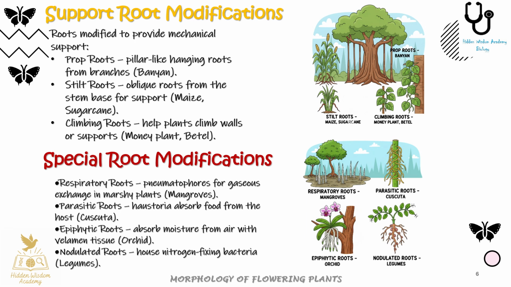Now, let's talk about special root modifications. Some roots are modified for special functions. Respiratory roots in mangroves grow upward and help in breathing. Parasitic roots in cuscuta enter the host plant to take food. Epiphytic roots in orchids absorb moisture from the air with the help of velamen tissue. Nodulated roots in peas and gram have nitrogen-fixing bacteria that improve soil fertility.